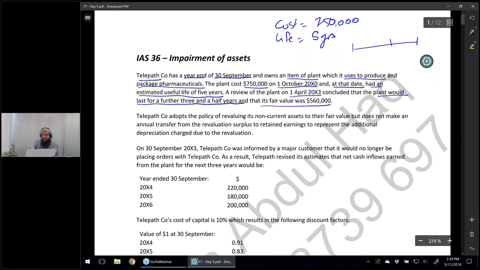So on 1st April 2023, there are some changes. The fair value at this date is 560 and the remaining life is 3.5 years. And the purchase date was actually 1st October 2020. So let's see the question's requirement.